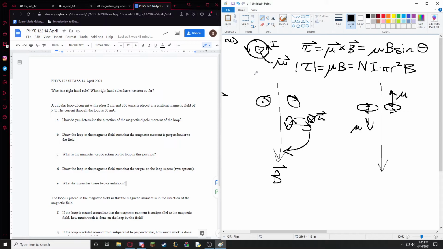Exactly. So let me just label these as B. This is D. And so how are these two orientations different? Like, obviously, first of all, one's parallel, one's anti-parallel. But what does that mean contextually? It's a bit vague of a question, but these are both torque is 0, so these are both equilibriums, right? How are the equilibriums different?